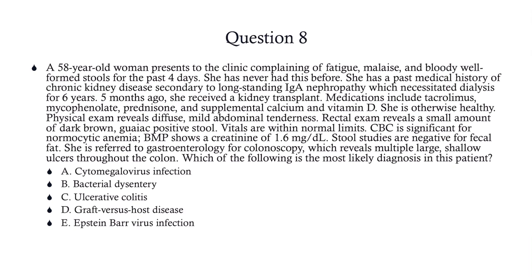Vitals are within normal limits. CBC is significant for normocytic anemia. BMP shows a creatinine of 1.6 milligrams per deciliter. Stool studies are negative for fecal fat. She is referred to gastroenterology for colonoscopy, which reveals multiple large, shallow ulcers throughout the colon. Which of the following is the most likely diagnosis in this patient? Is it A, cytomegalovirus infection, B, bacterial dysentery, C, ulcerative colitis, D, graft versus host disease, or E, Epstein-Barr virus infection.